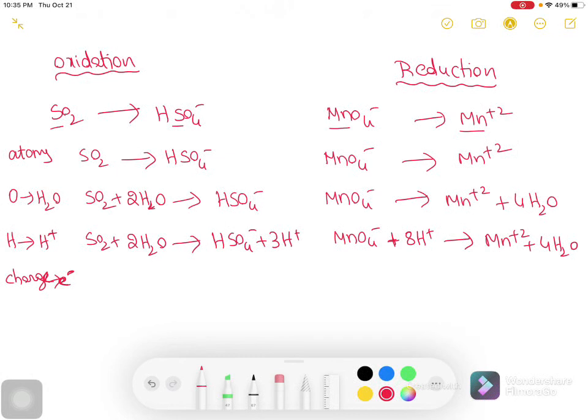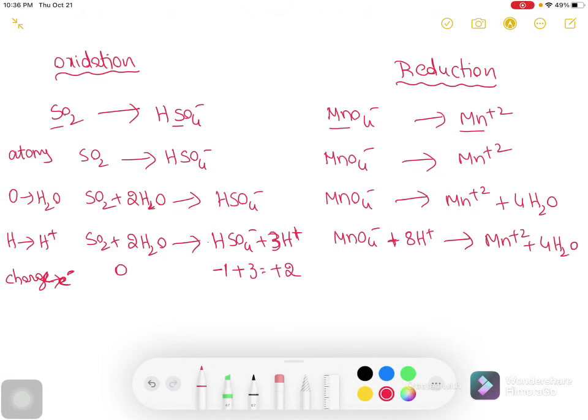While finding charge, first of all, we have to multiply. If it is a neutral molecule, SO2 neutral, charge is 0. H2O neutral, charge is 0. There is no charge on SO2 and H2O, so we can consider charge as 0. For HSO4 minus, 1 mole of HSO4 minus, so 1 into minus 1 is minus 1. Plus 3 moles of H plus, 3 into plus 1, plus 3. Minus 1 plus 3 equals plus 2. So the left side charge is 0, and the right side charge is plus 2.